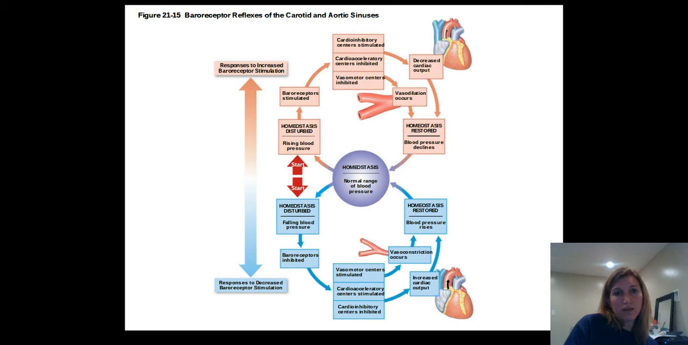And then this is the feedback loop. Again, maybe pause it here, see if you can understand how all of these things are going to affect homeostasis and the cause and effect relationship that exists.